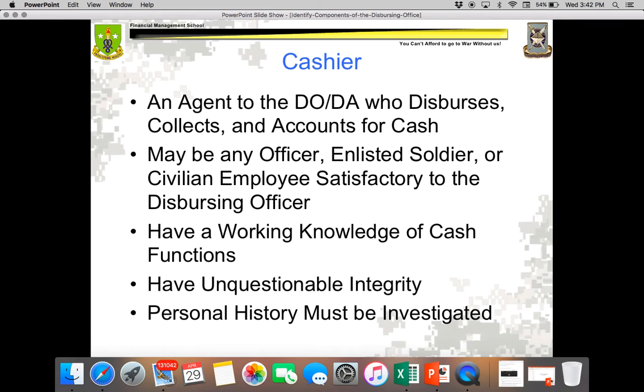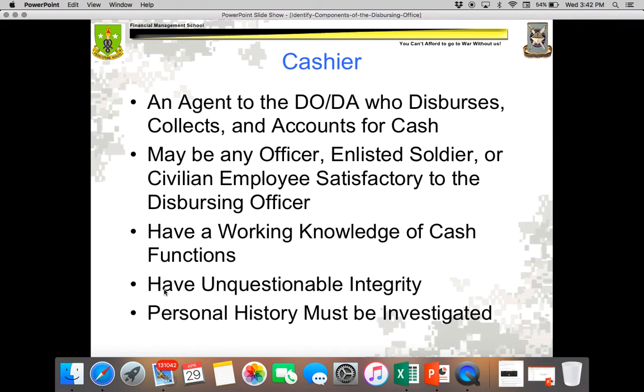A cashier is an agent to the DO or the DA who disburses, collects, and accounts for cash. So pretty much the cashier is the person doing the actual transactions. If you go to a bank, the person standing behind the customer service that is making your deposits, giving you money, same thing as in a disbursing office.